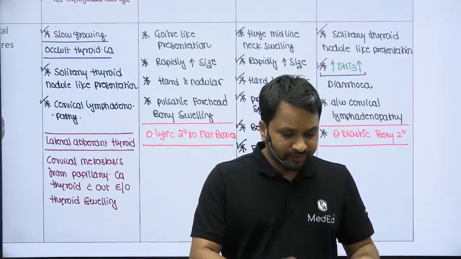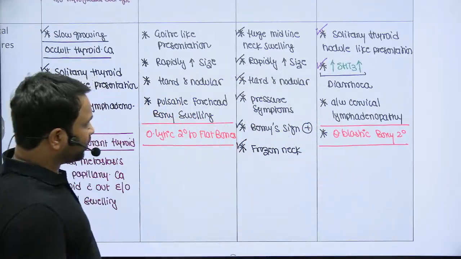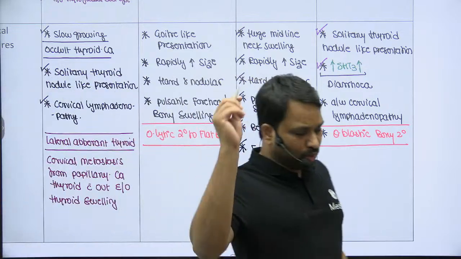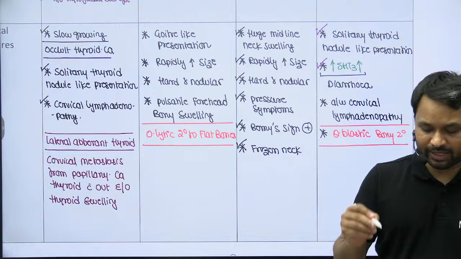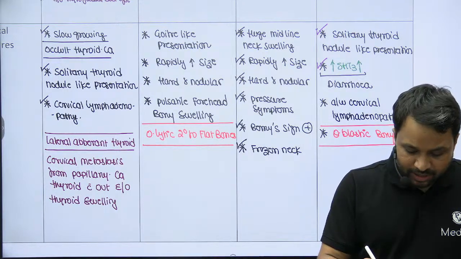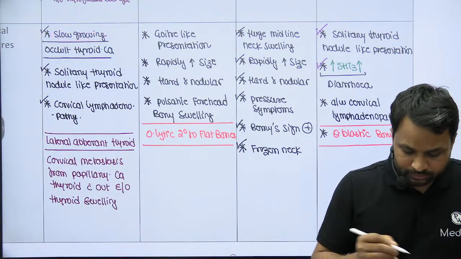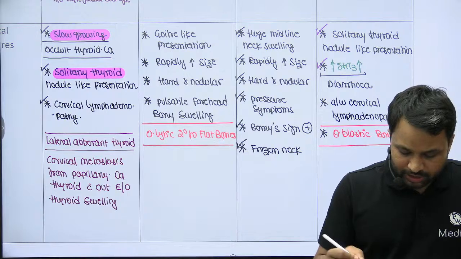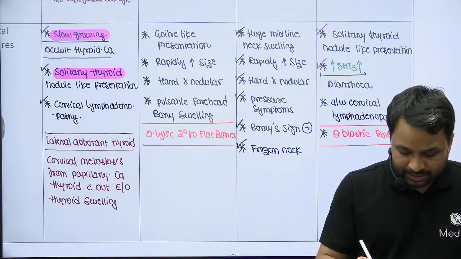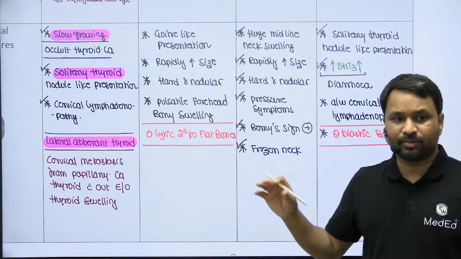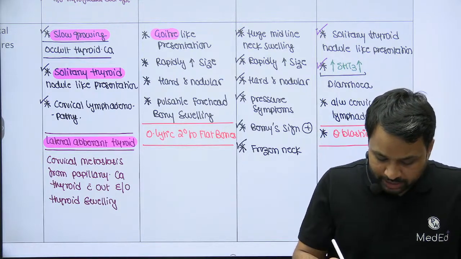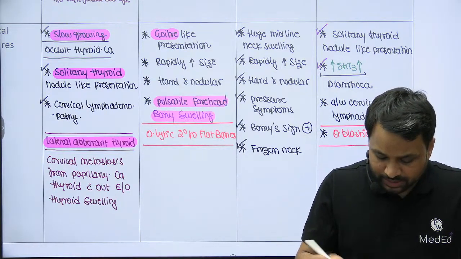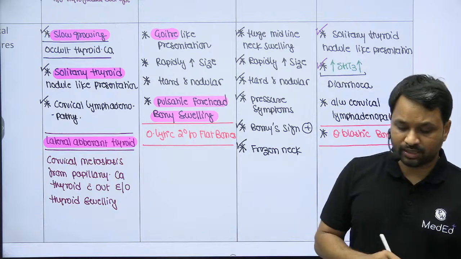Now, I have given you all these symptoms in quick succession, but how do you pick up when you're doing your clinical examination? Pick-up points are very important. Papillary cancer thyroid will be slow growing, present as a solitary lesion, and has the ability to present as lateral aberrant thyroid. Three points to remember. Follicular cancer thyroid will have goiter with pulsatile forehead bony swelling. You know you're looking at follicular cancer thyroid.